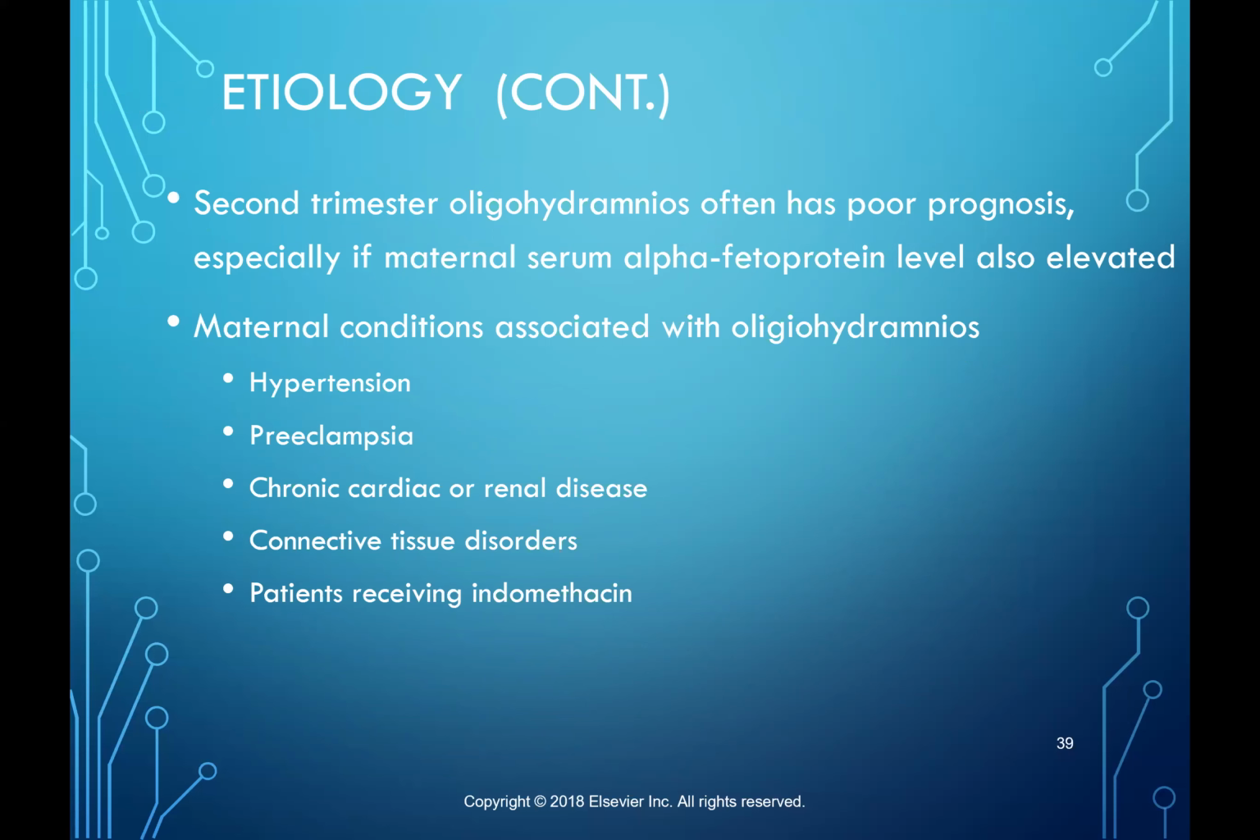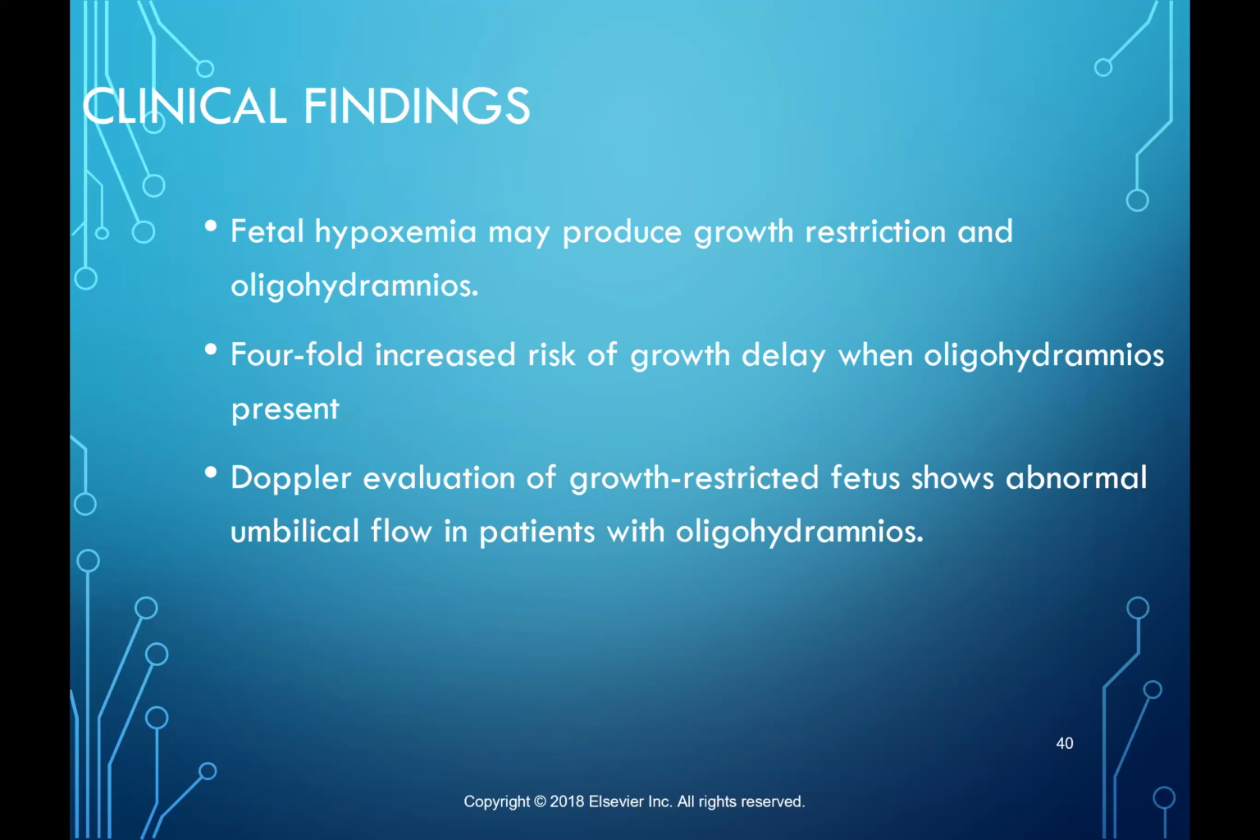The maternal conditions associated with oligo are hypertension, preeclampsia, chronic cardiac and renal disease, connective tissue disorders, and patients receiving indomethacin. Fetal hypoxemia may produce growth restriction and oligohydramnios. So if they're not getting enough oxygen, there's a fourfold increased risk of growth delay when oligohydramnios is present, so the baby can't grow as correctly. And a Doppler evaluation of a growth restricted fetus shows abnormal umbilical flow.